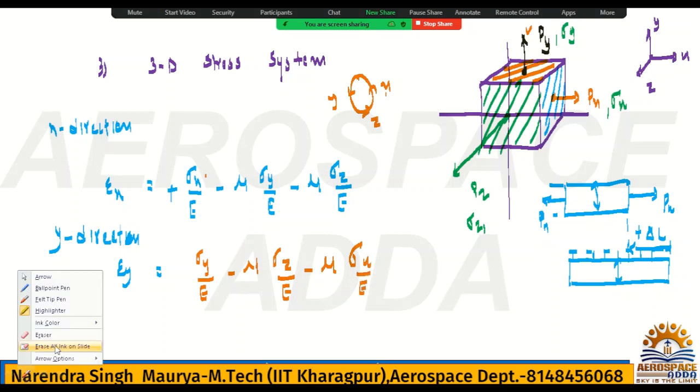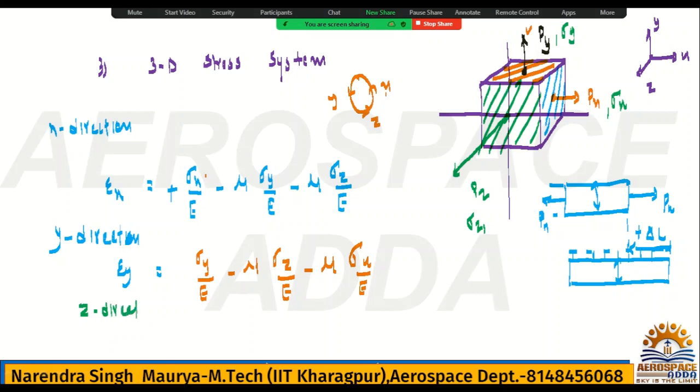Similarly, in z direction, what will be the epsilon? It will be sigma z positive, but in x and y it will be negative. So it is sigma x minus. So this will be the strain in x, y, and z direction. I hope this one is clear.